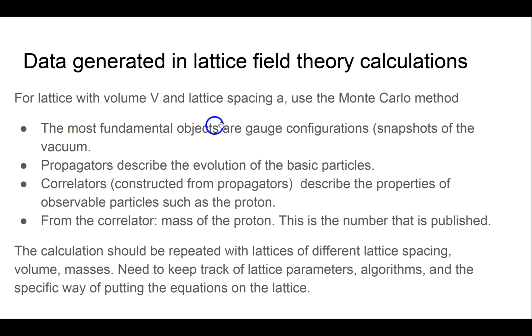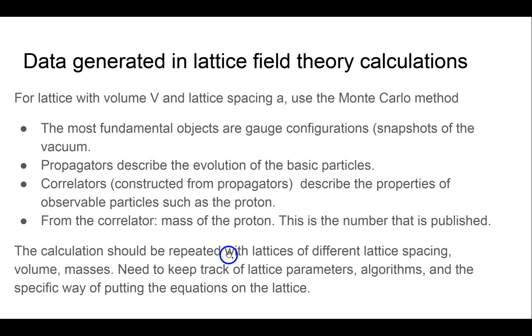And all these things have different data sets. You have a bunch of copies of the gauge configurations. Propagators tend to be a bit bigger than the gauge configurations, and correlators are smaller. But this calculation is repeated because, obviously, there's no physical lattice. It's just an artifact for solving the equations, so you have to repeat the calculation.